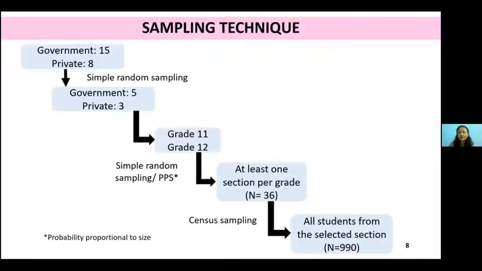Now this is the sampling technique. There are a total of 15 government and 8 private higher secondary schools in Bhaktapur district. By simple random sampling, we chose 5 government and 3 private higher secondary schools. Then for choosing grade 11 and 12 classes, by simple random sampling or the PPS method, probability proportional to size, we chose at least one section per grade. So a total of 36 sections were taken, and all the students from the selected sections were chosen. And so we have taken a total of 990 participants in this study.